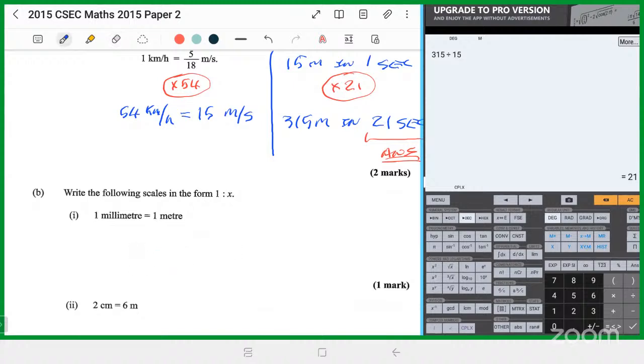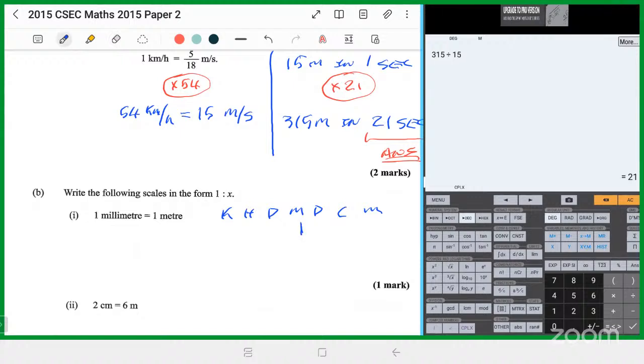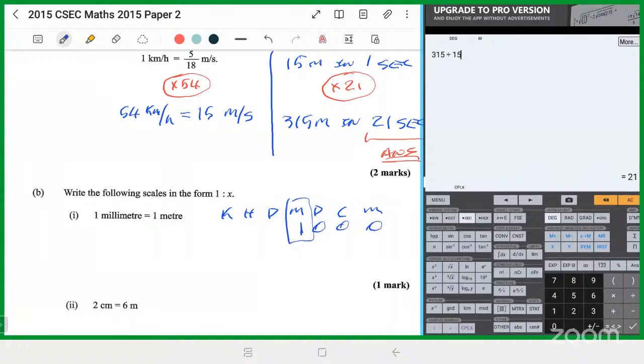Something that is good to remember for you to convert units of measure is the scale. The scale of units of measure is "Kill him, dear Mister, don't commit murder." This is kilometer, hectometer, decameter, meter. This is decimeter, centimeter, and millimeter. And if you have 1 meter right here and you want to get it to millimeters, you add zeros here. So it means that 1 meter is 1,000 millimeters. That's just another way to look at it.